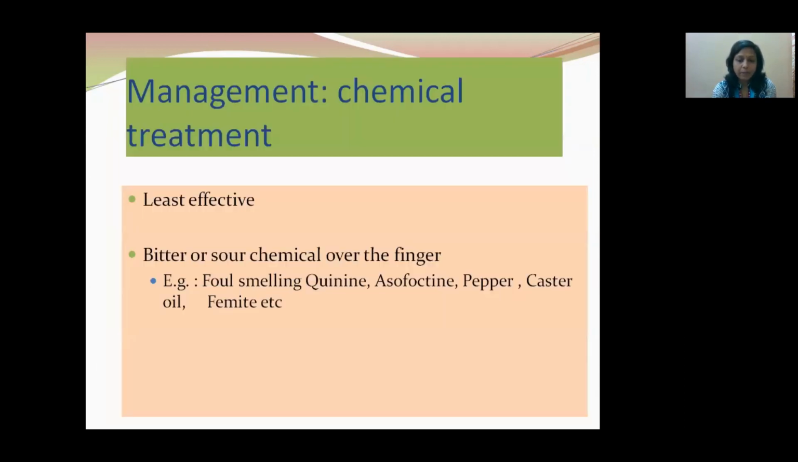Chemical treatment may be done, but it is the least effective. And for this measure, we can use some bitter or sour chemical over the finger that will break the habit. And these materials includes foul-smelling quinine, asphodine, pepper, castor oil, or fumite, etc.